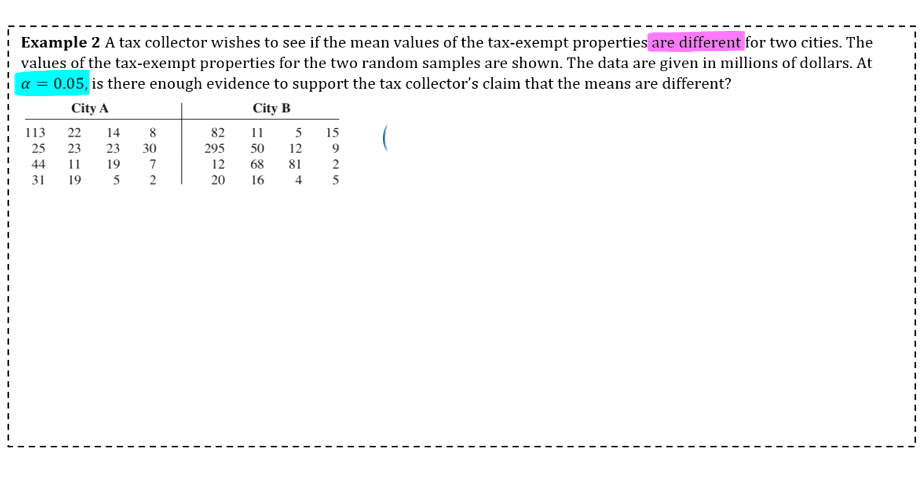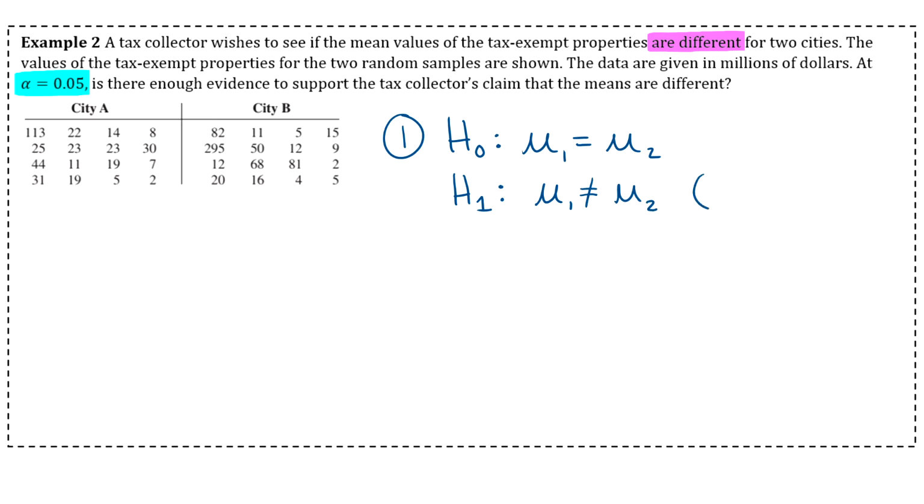Okay, so step 1, we will state our hypotheses. The null hypothesis is going to be that mu1 equals mu2. Okay, that's not the claim. The claim is not that they're the same. The claim is that they're different. So for the alternative, we'll say that mu1 is not equal to mu2, and we'll label that one as the claim.